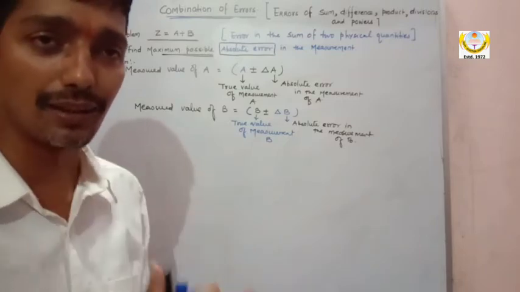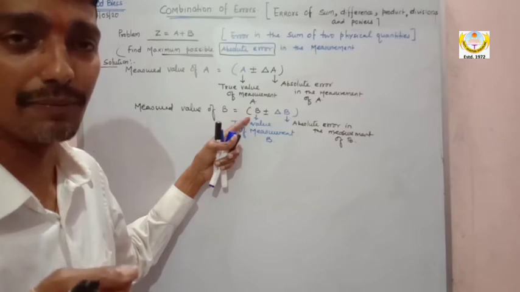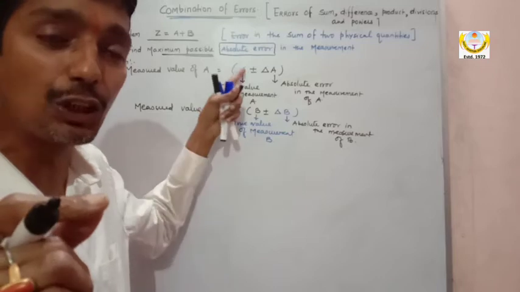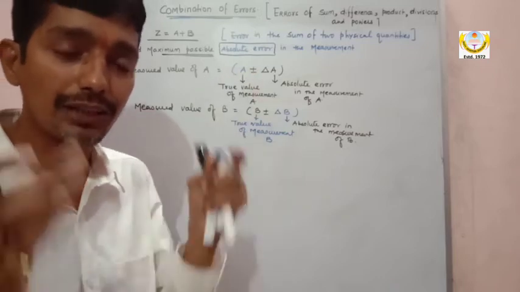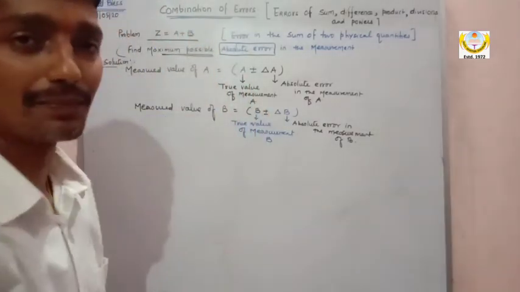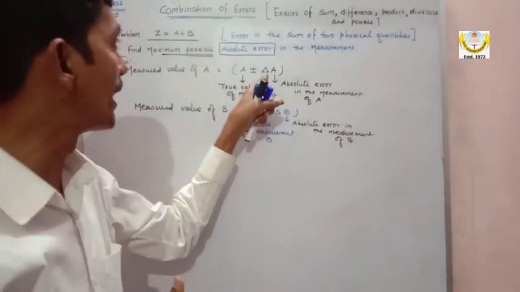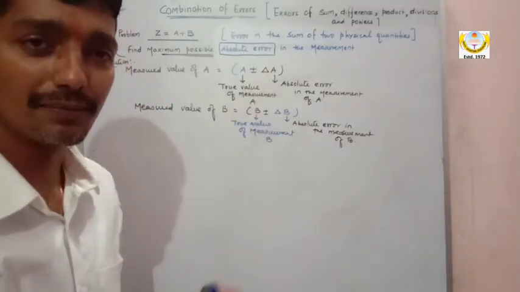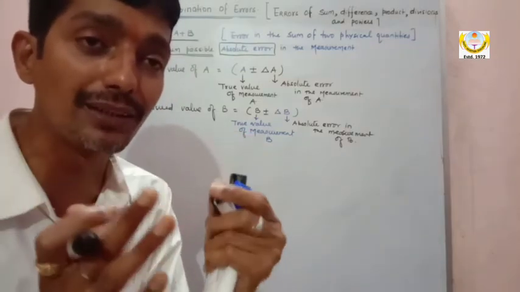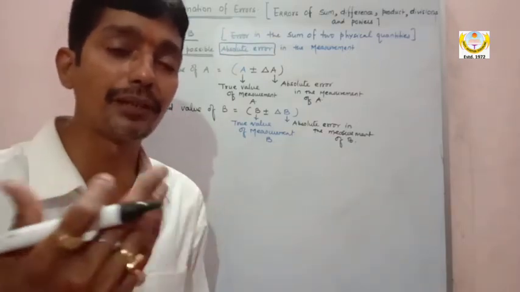Maximum error in total. Please remember, A and B are the true values of the measurement of the physical quantity, but delta A and delta B are the absolute errors in each measurement, that is A and B. Now the question asks how much is the total absolute error when I combine them? What is the maximum possible absolute error? The individual absolute errors are delta A and delta B in each measurement. But after combining, how much is the total? That is, how much is the maximum absolute error?